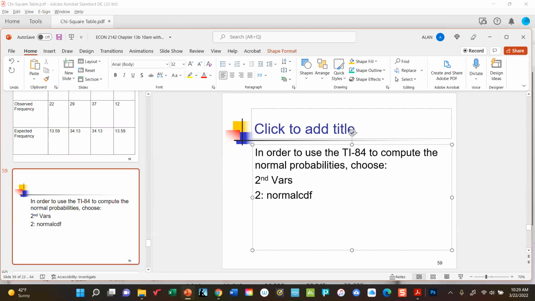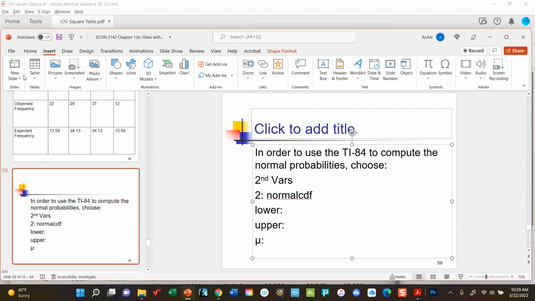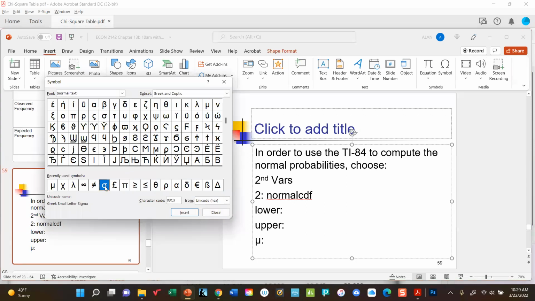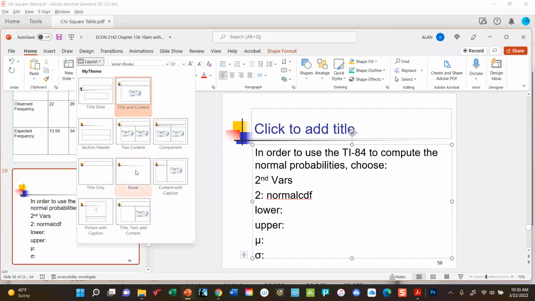By the way, I just want to point out that with continuous distributions, we always use CDF. With the discrete distributions, we always use PDF. Okay, so you know from experience that when you hit normal CDF, it's going to ask you for 4 things: lower, upper, and mu and sigma. And then of course you hit calculate, and you'll end up with the correct answers.